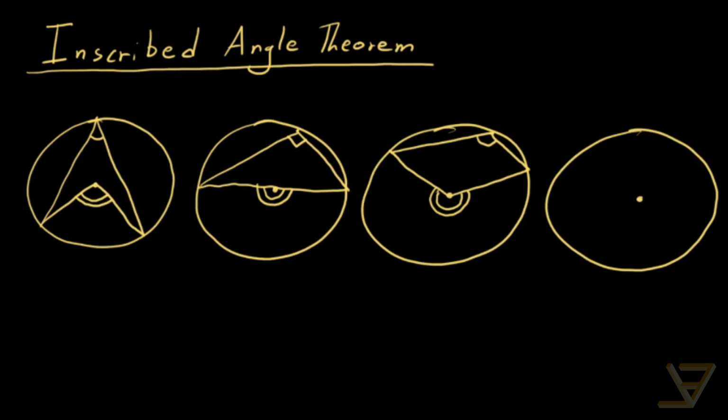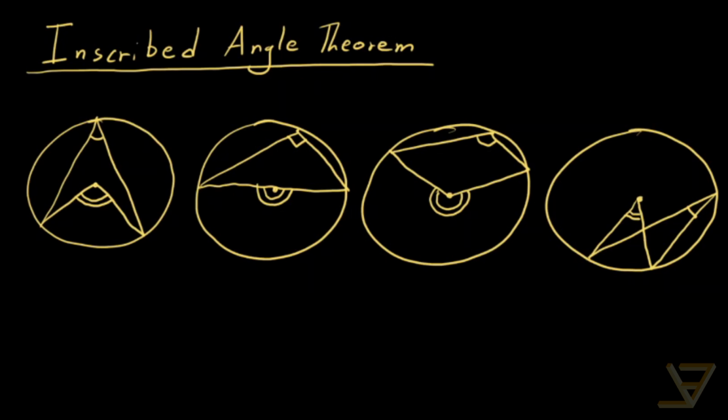And the last case is analogous to the first case, but its diagram is different because we draw the inscribed angle like this. So this is the inscribed angle, and the central angle is here, and once again the central angle has double the size of the inscribed angle.